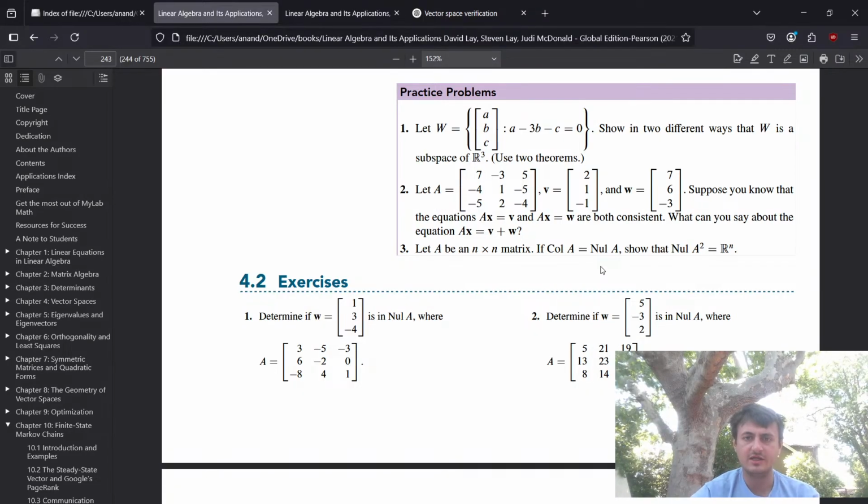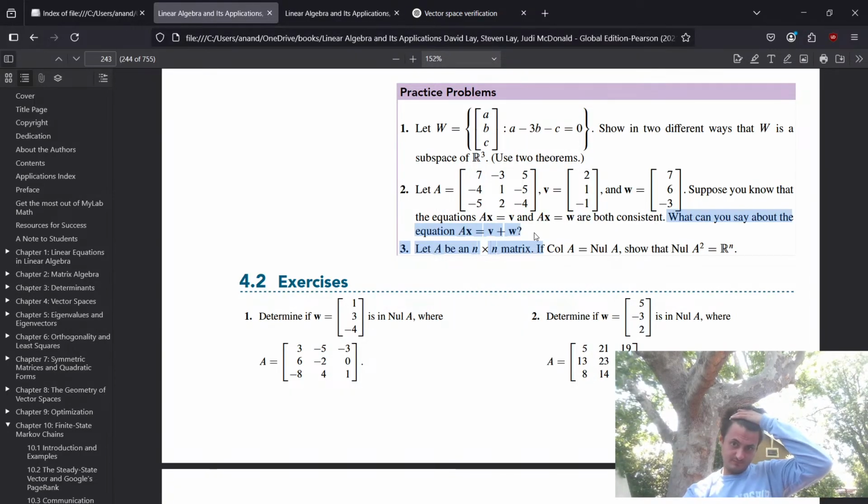Okay, so let A be this matrix, V be this matrix, and W. Suppose that you know that AX equal to V and AX equal to W are both consistent. That means that there's some X1, so AX1 is equal to V, and AX2 is equal to W. So they're consistent because there exist X1 and X2. What can you say about the equation AX3 is equal to V plus W?